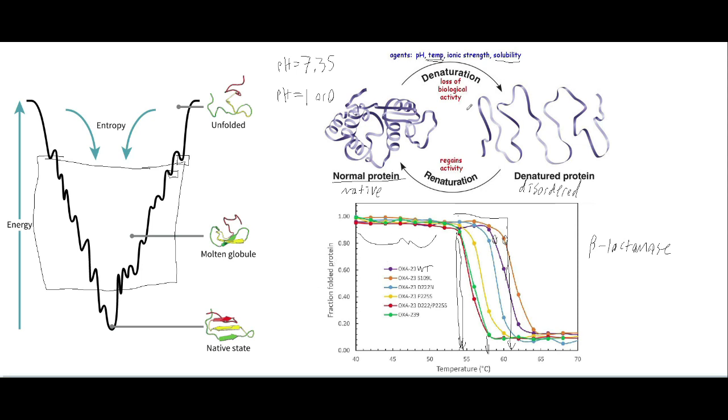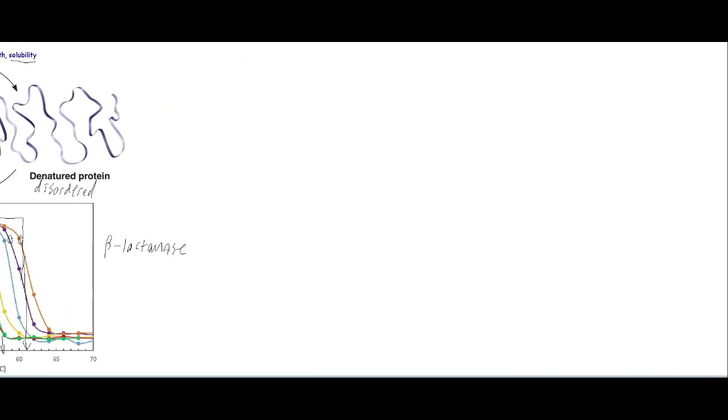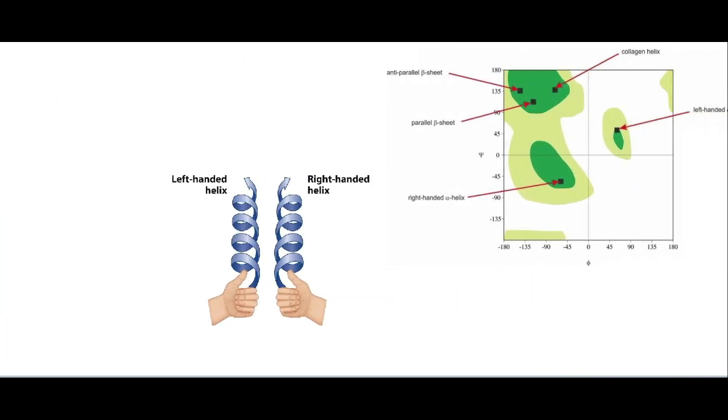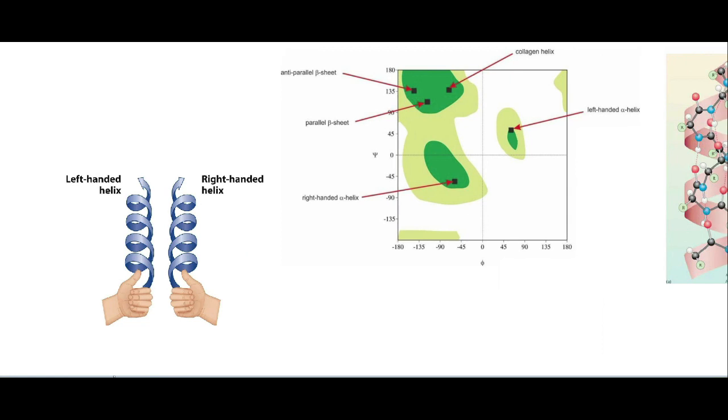Yeah, so that's denaturation. And as this points out here, there's loss of biological activity. The structure of the protein is very important. In fact, it's everything when it comes to the protein's function. And so now we will start talking about these secondary structures.